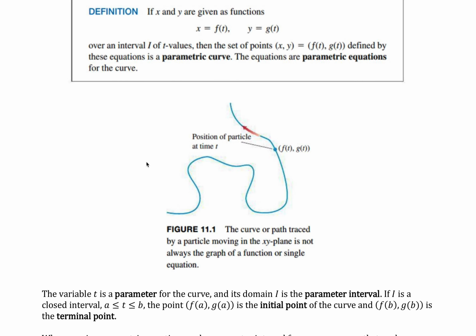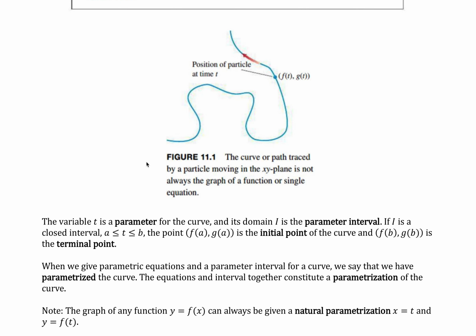So a few more definitions here. It says the variable t is called a parameter for the curve, and the domain of that is the parameter interval. It says if I is a closed interval where t is going to be between points a and b, then in the graph, f of a, g of a would be the initial point of the curve. So in this picture here, it would be the point here in the bottom left. And f of b, g of b is the terminal point, and that would be this point up here at the top in this example.